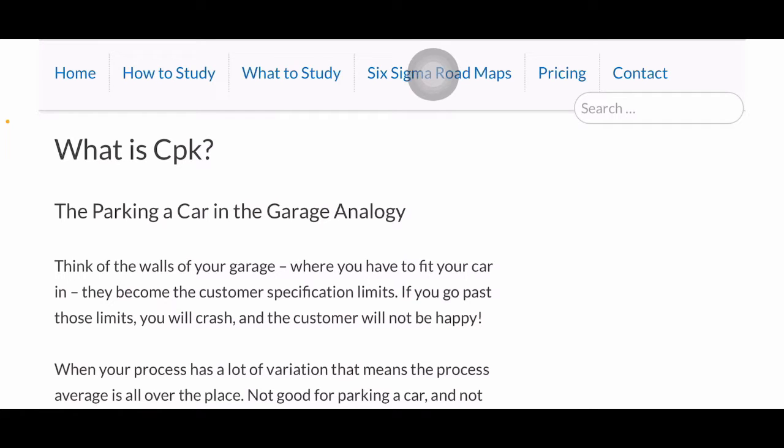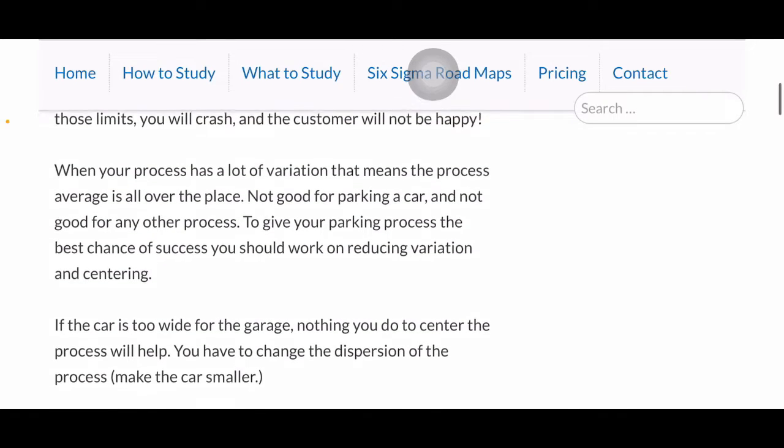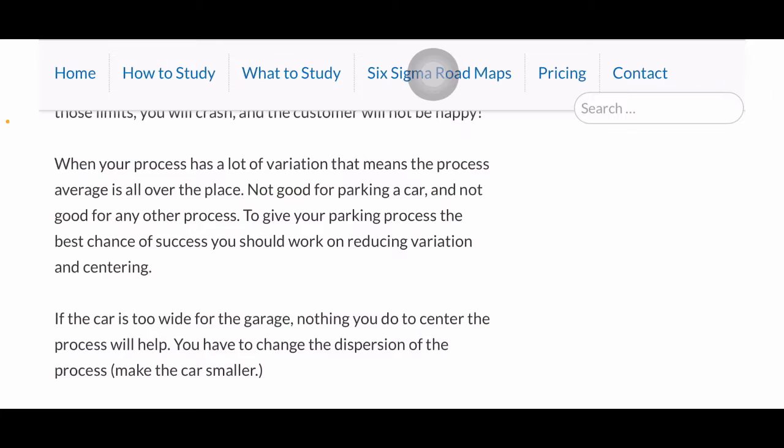Think of the walls of your garage where you have to fit your car in. They become the customer specification limits. If you go past those limits, you will crash your car, and the customer will not be happy. When your process has a lot of variation, that means the process average is all over the place. Not good for parking a car, and not good for any other process. To give your parking process the best chance of success, you should work on reducing variation and centering.